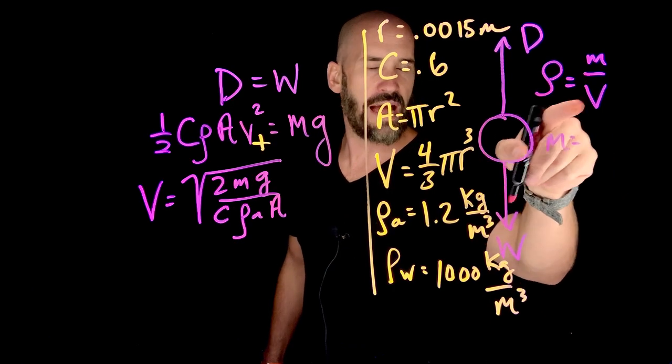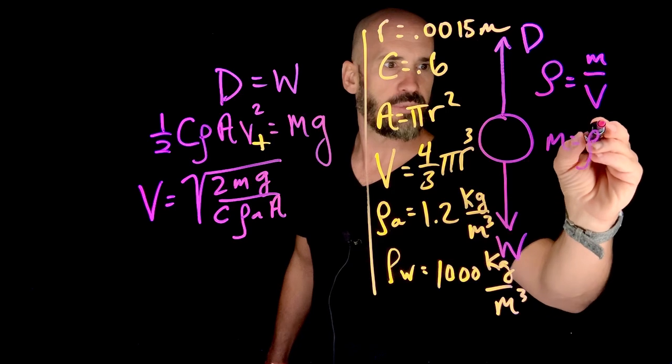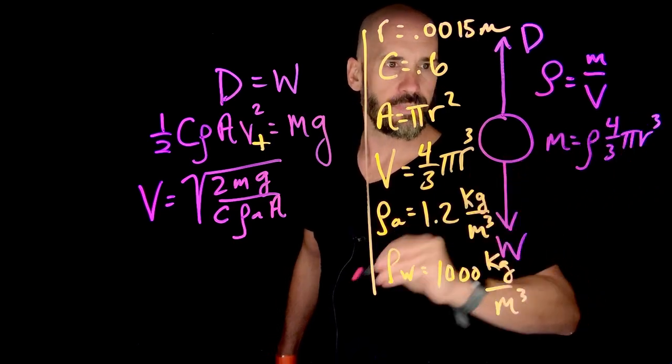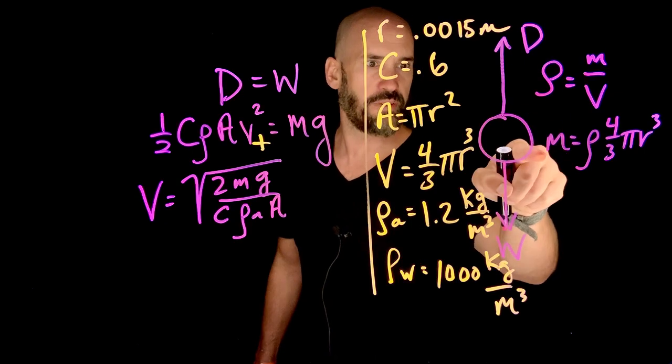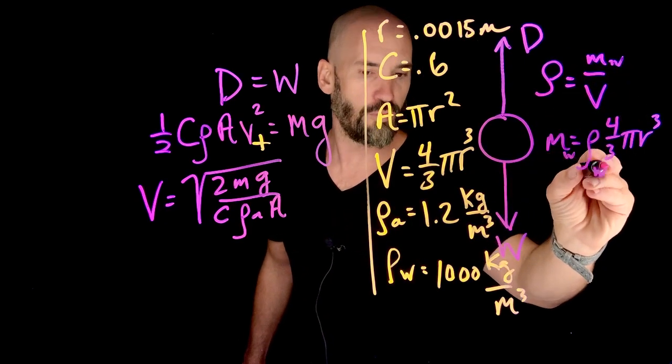Okay, but in this case, we can find the mass from the volume, right? That's just going to be rho times 4/3 pi r cubed, where we're trying to find the mass of the raindrop, right? So that's the mass of water, so that's rho of water.